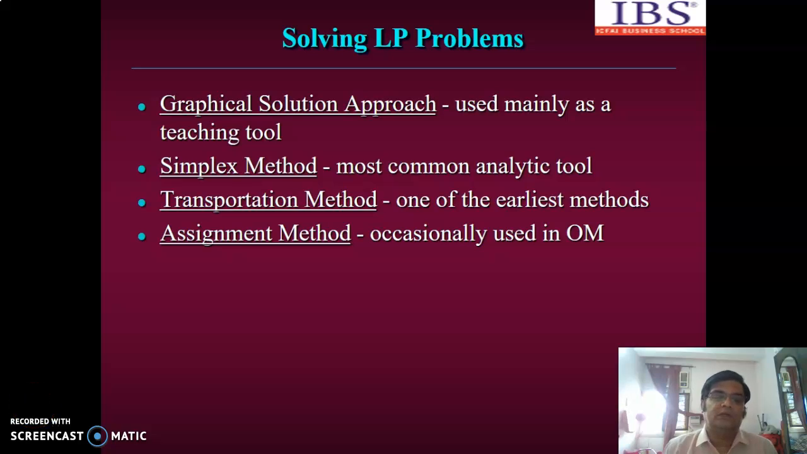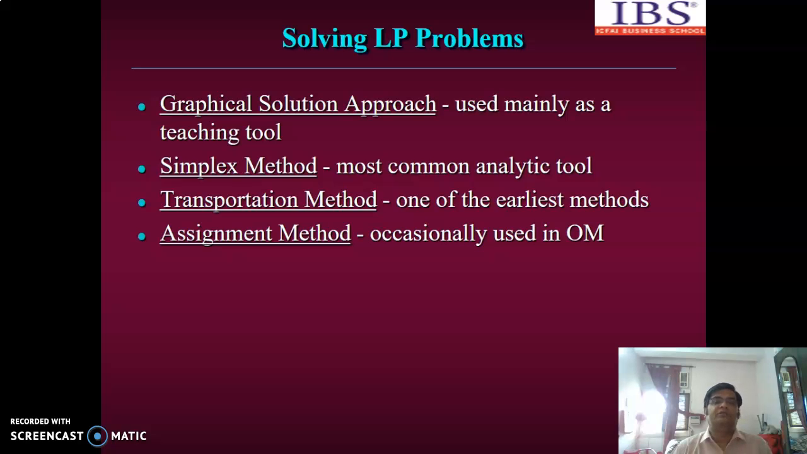Hello students. So our today's topic is solving the linear programming problem. In the last video, we formulated the linear programming problem. Now we will solve the linear programming problem by one of the methods, called the graphical solution approach.